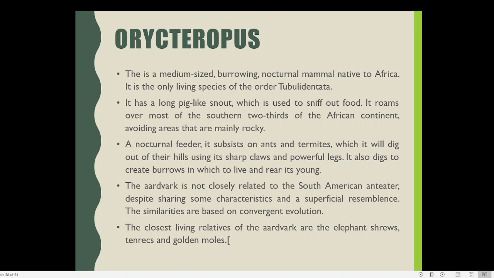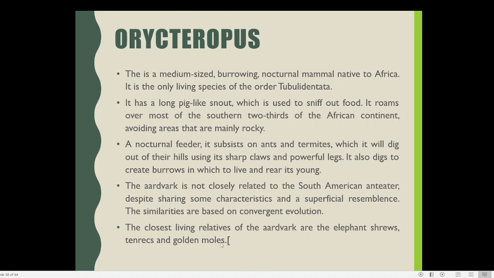Now, evolutionarily, the closest relatives of the aardvark are elephant shrews. Elephant shrew, I will show you the picture. So this is the elephant shrew. You can see that this animal is known as the elephant shrew. It's a small animal living in Africa, an insectivorous mammal, and this is the closest relative of the aardvark.